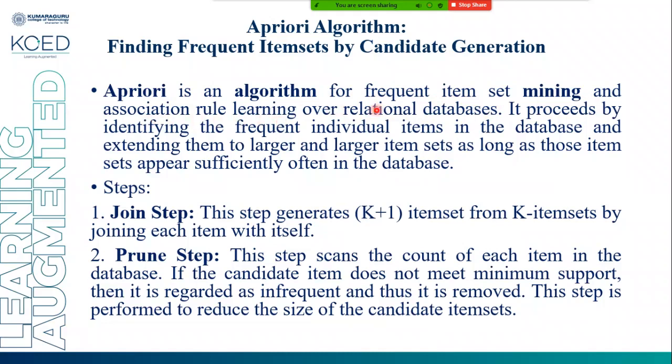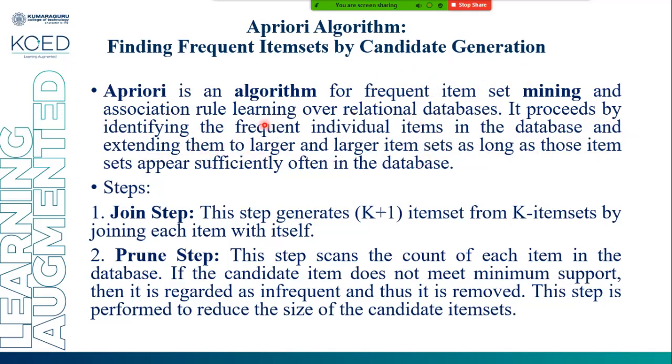So we have to find the frequent item sets from the set of transactions, and do association rule learning over the relational database. For the items in the relational database, we have to find the frequent items, and from the frequent items we have to generate the association rules. It proceeds by identifying the frequent individual items in the database and extending them to larger item sets, as long as those item sets appear sufficiently often in the database.